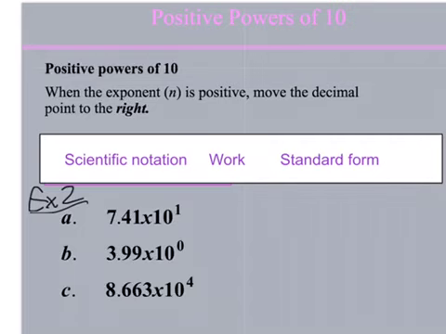Please add this to your chart for example 2. Call it A, B, and C. And if you need to pause the recording while students copy the questions down, that's just fine. So once the questions are copied, we're going to go into our chart, and in the middle column, we're going to show our work. So to show your work, you're going to rewrite the decimal portion only.